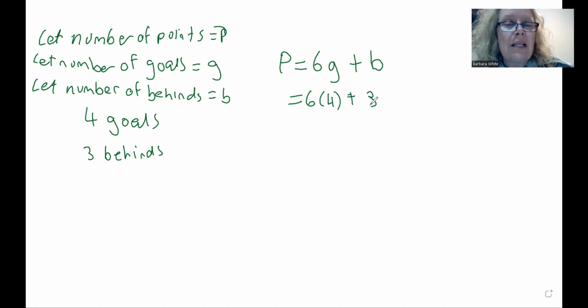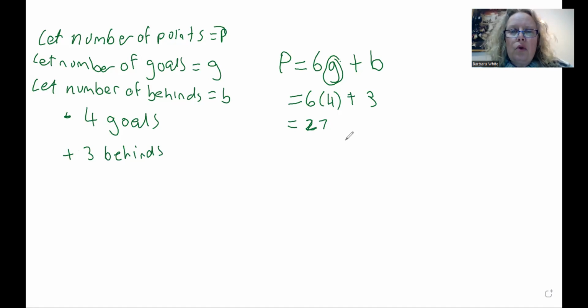So you're substituting this G for the number that we now know, which is 4, and you're substituting the B for the number we know, which is 3. And then you can work out your number of points. 6 4s are 24, plus 3 is 27. Your team has 27 points. So just like working with area and perimeter, you're writing a formula, and when you know the value of G and the value of B, you're substituting them into the equation.